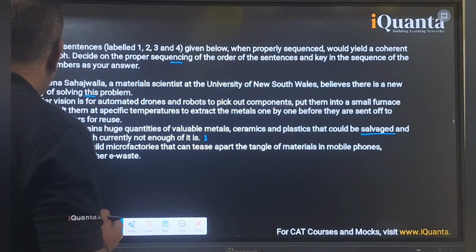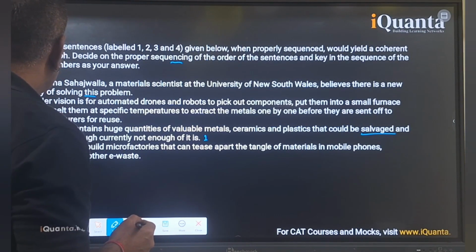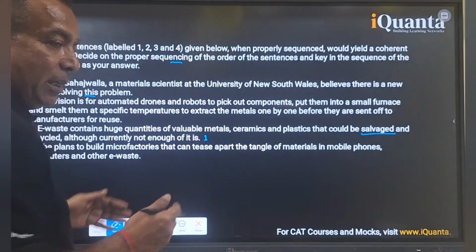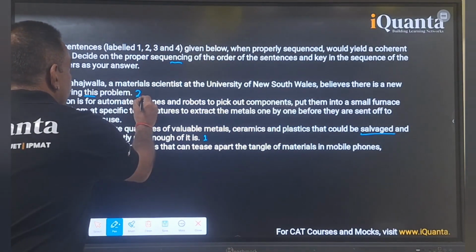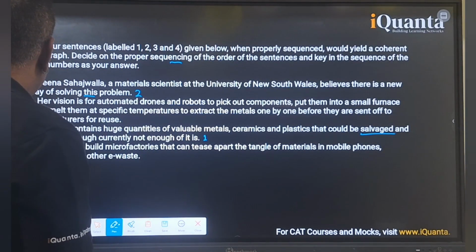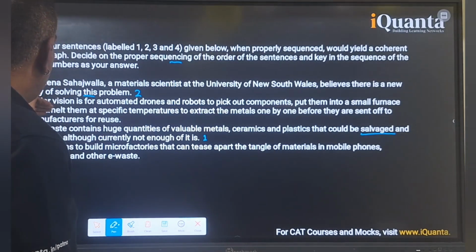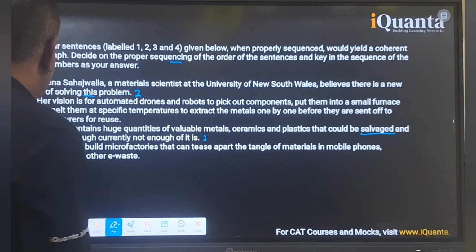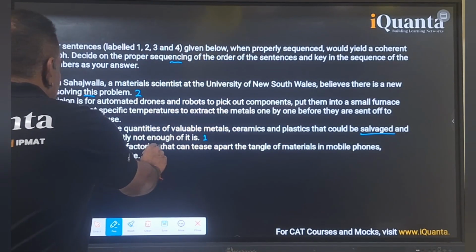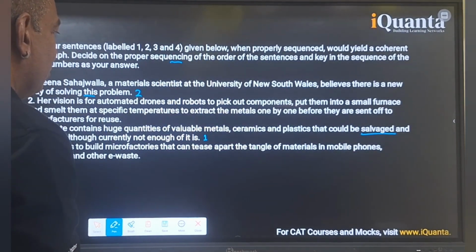So that one will be number 1. Number 2, we'll go back to the first one, where we are talking about that material scientist, because after that we'll be talking about her vision and what she wants to do. So this will be number 2. Now we will be talking about how we will tackle this problem of e-waste. So her vision, and then she plans to build factories. So basically, what happens? This one, building factories and teasing apart the tangle of material.